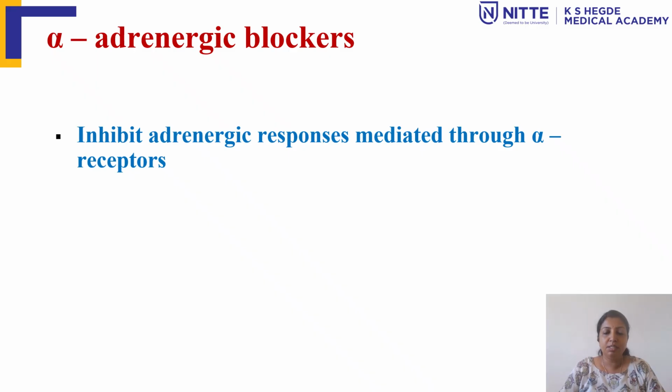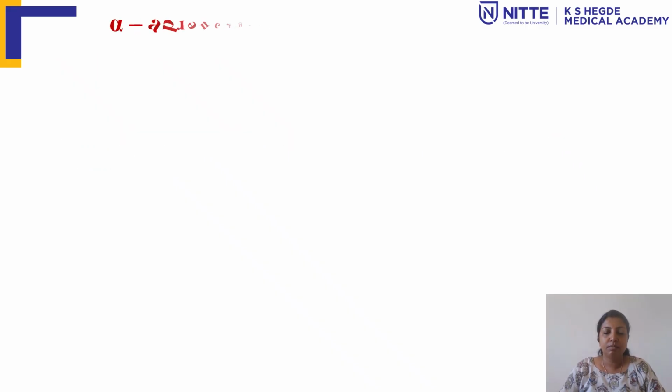Alpha blockers are drugs which can inhibit the adrenergic response which is mediated through the alpha receptors. We saw the function of the adrenergic receptors, alpha 1 receptor, in the previous slide. So, alpha blockers or alpha adrenergic antagonists can inhibit the adrenaline responses mediated through the alpha receptor.